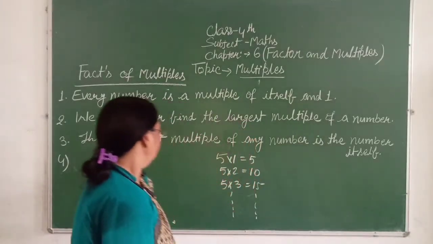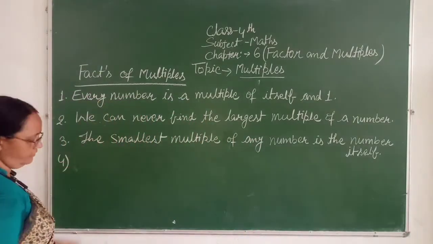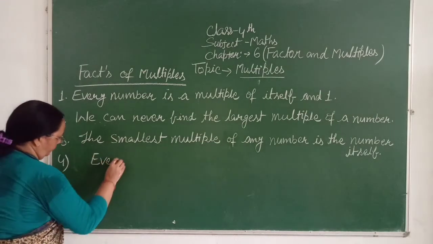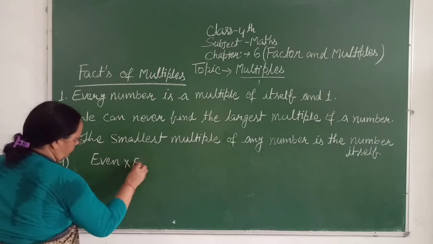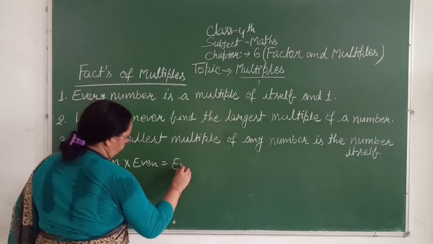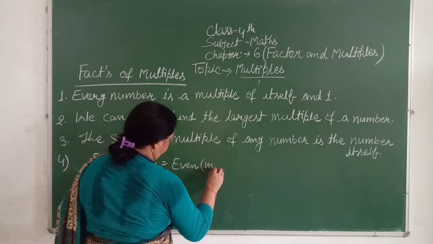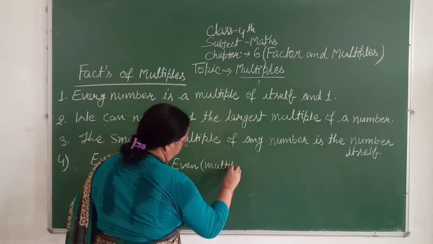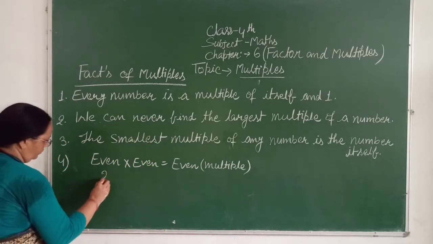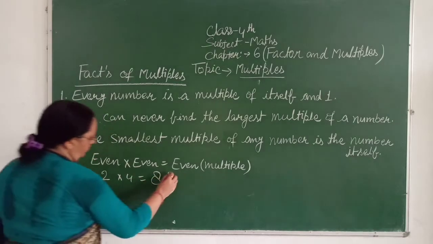And now some more facts of multiples. Students, listen. If we multiply an even number with an even number, then the result is even. Like pick any even number. 2 cross 4 is equal to 8. So 8 is an even number.